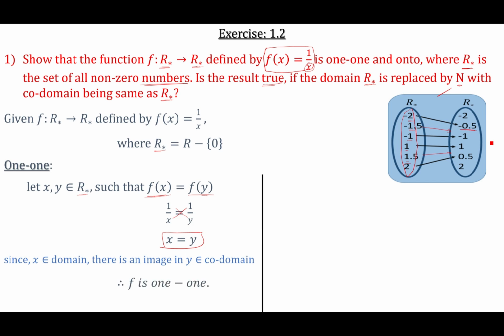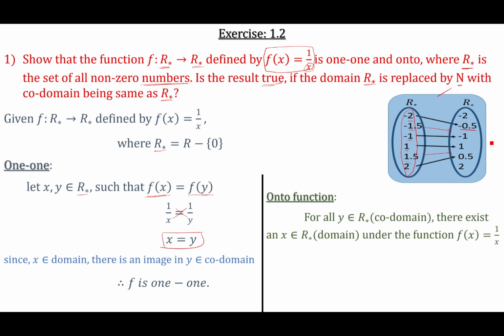Now I have to prove the given function is onto. Onto means for every element of the codomain, there must be a pre-image in the domain. Then only I can say this is an onto function.